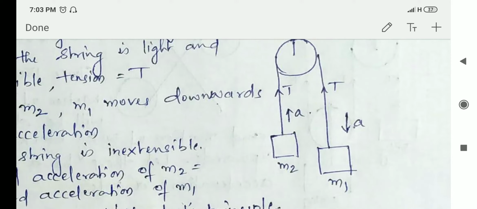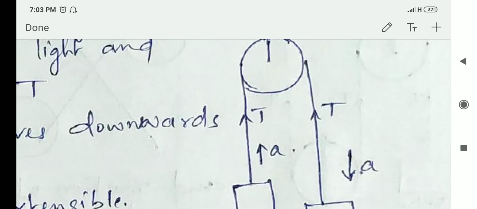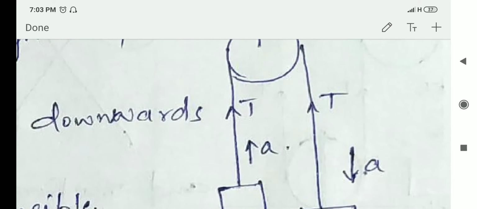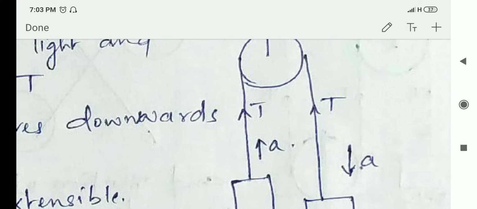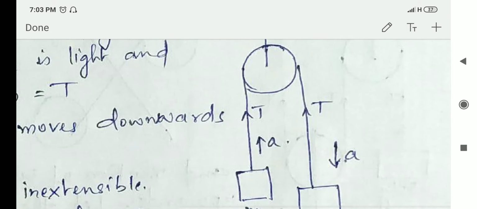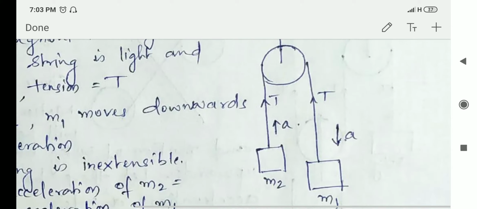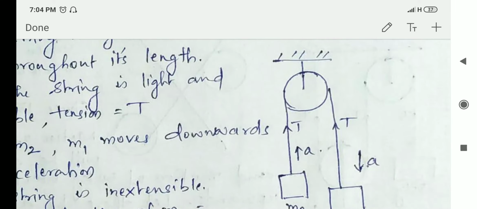So suppose M1 is moving with an acceleration of small letter a, M2 will be moving upward with the same acceleration a. And here we need to know that the tension on both sides will be of the same value. Suppose tension here is capital T, tension on the other side of the pulley will also be T. But for that we need to assume something, that the string is light and inextensible. So what does that mean? Light in the sense, not the pulley, the string is light and inextensible.